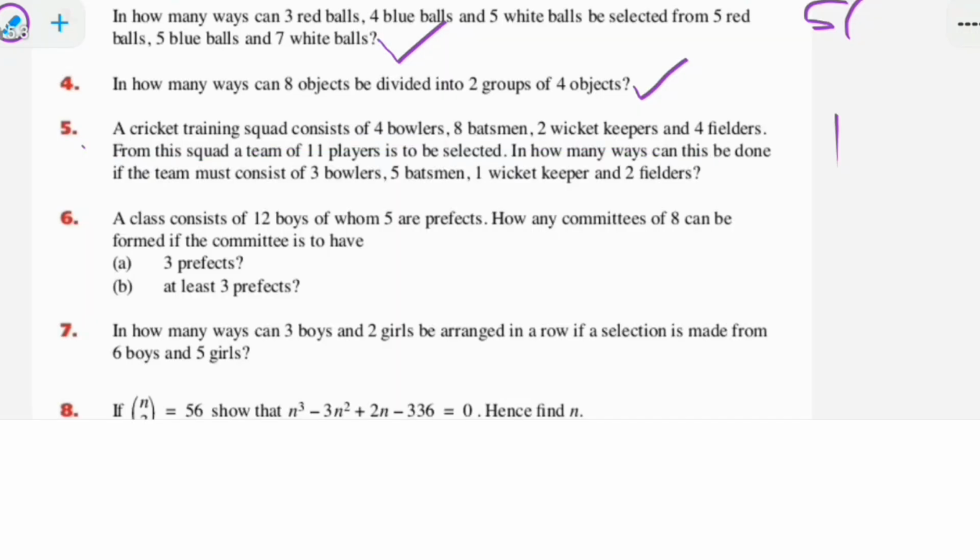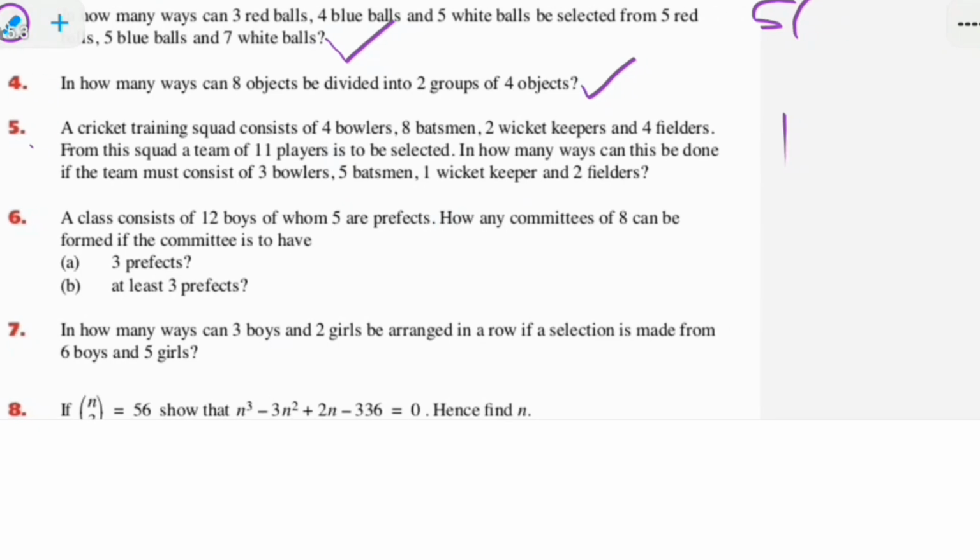Now for number 5, a cricket training squad consists of 4 bowlers, 8 batsmen, 2 wicket keepers, and 4 fielders. From this squad, a group of 11 players is to be selected. In how many ways can this be done if the team must contain this guy, this guy, this guy, and this guy? So look at how to do it. Just check how many you have and how many you want. It's very straight up. You need 11 players, and you are picking from these guys here.